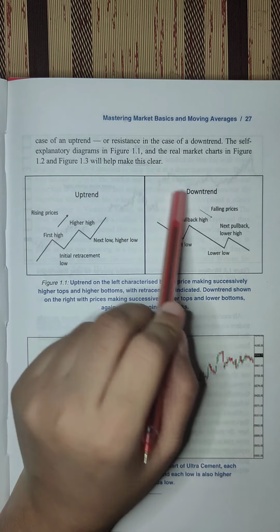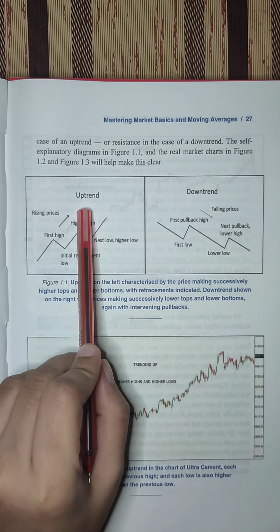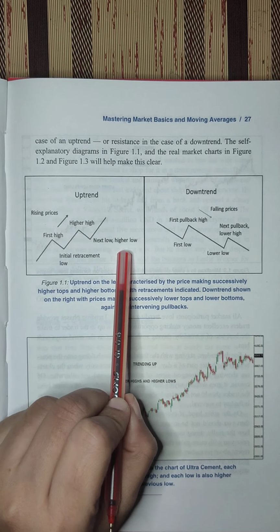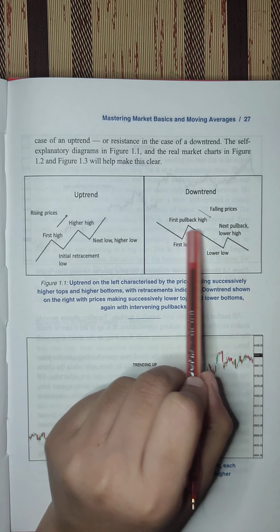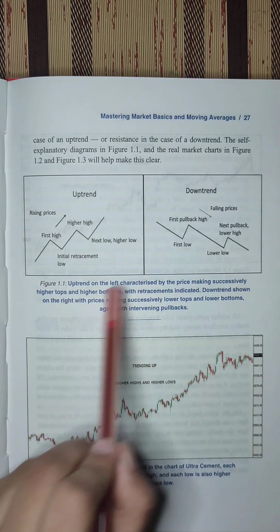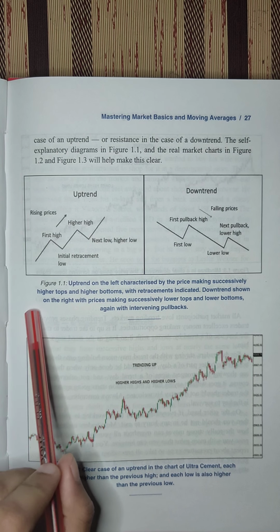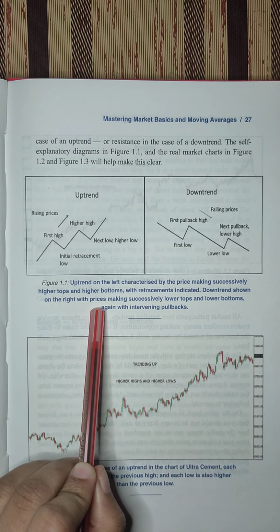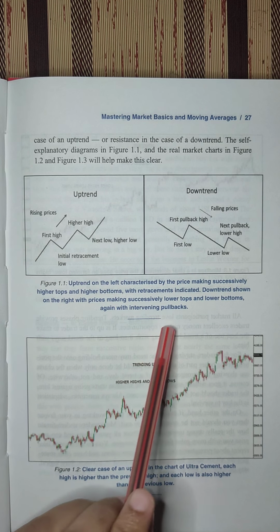The self-explanatory diagrams in figure 1.1 and the real market charts in figure 1.2 and figure 1.3 will help make this clear. Uptrend, rising highs, initial retracement low, next low, higher low, first high, higher high. Downtrend, first pullback here, first low, lower low, falling prices, next pullback, lower high. Uptrend on the left characterized by the price making successively higher tops and higher bottoms with retracements indicated. Downtrend shown on the right with prices making successively lower tops and lower bottoms, again with the intervening pullbacks.